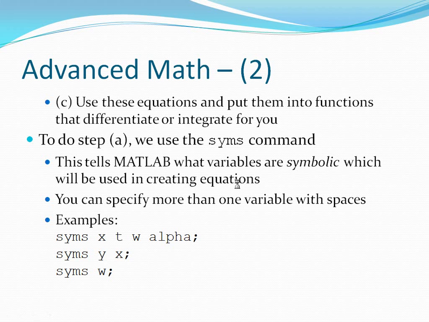What the syms command does is tell MATLAB which variables are going to be deemed symbolic, so that you can use those to create your equations, to differentiate and integrate or whatever you want. You can also specify more than one variable. All you have to do is separate each variable with a space. So for example, you specify syms, and then the variables you want. In this case, if you want to specify 4 variables, you have x, t, w, and alpha. If you wanted to specify just 2 variables, y and x, you do syms y x. If you just want to specify one variable, which is w, you call it as w.